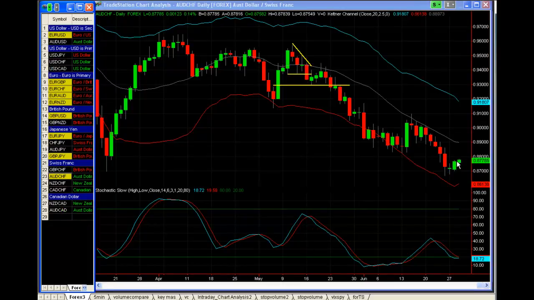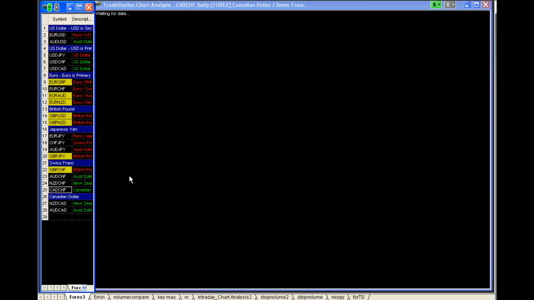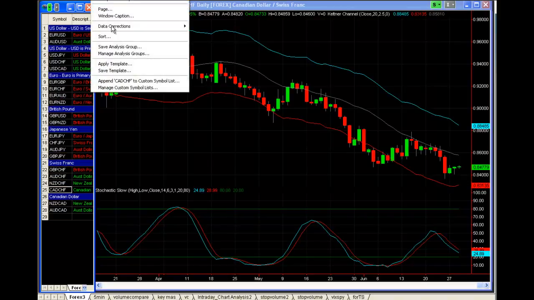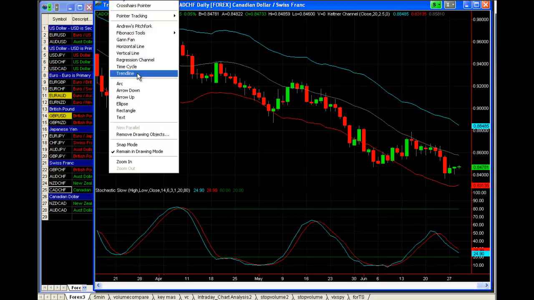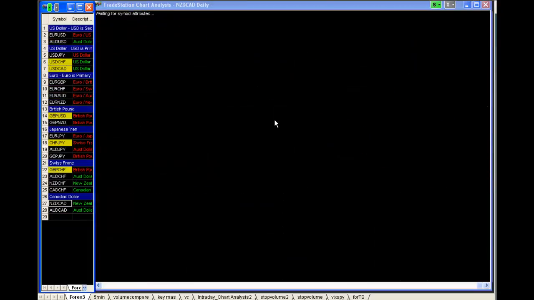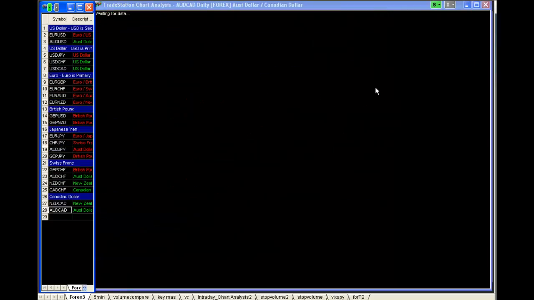Here's the Aussie Swiss. I think this one's going to the lower Keltner. I think this is just digesting this push down. Here's the New Zealand Swiss. Same deal. Here's the Canadian Swiss. Giving this one more session, but this one out of the three looks like my favorite here. This is just a lame bounce here versus the push lower. Here's the New Zealand versus the Canadian. Not much. And here's the Aussie versus the Canadian.